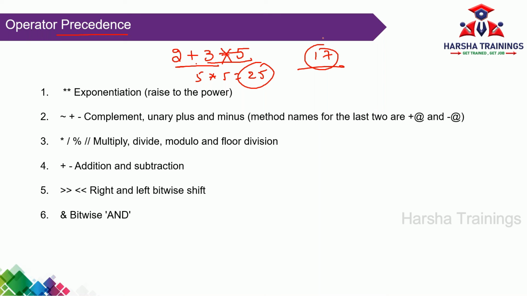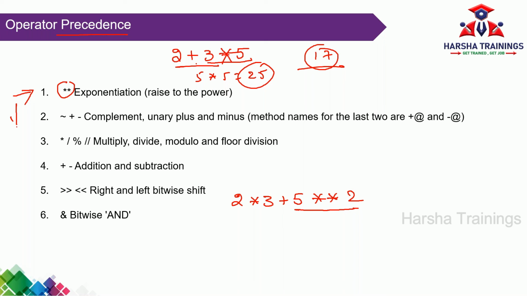We always have a rule for which operator to do first. If an expression contains more than one operator, which operator has to be performed first? That is the precedence or priority of the operators. If an expression contains double star, the highest priority is given to double star. For example, 2 into 3 plus 5 double star 2. First we have to perform the double star operation. You got it?